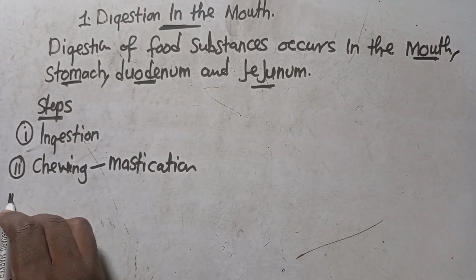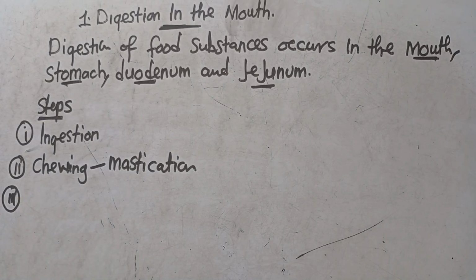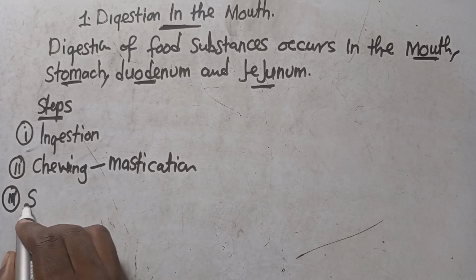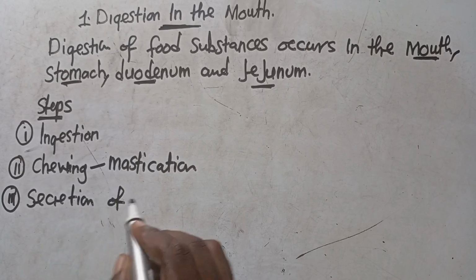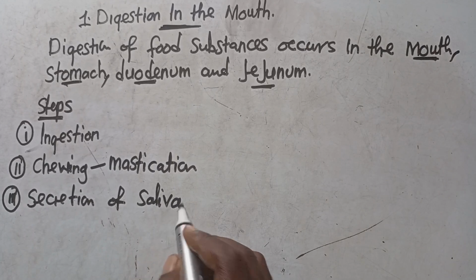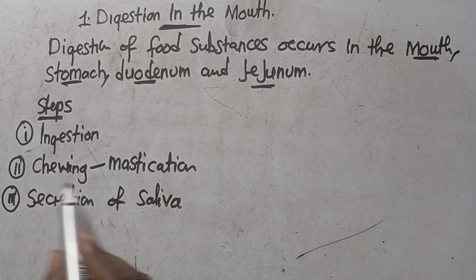Then the third step. These are the steps that I'm going to illustrate to you so that you try to understand me clearly and follow everything that I'll be telling you. The third step is what we call secretion. This is where we secrete some enzymes. So secretion of saliva. After you finish chewing, saliva is going to be secreted. That is going to have some enzymes that I'm going to discuss with you.